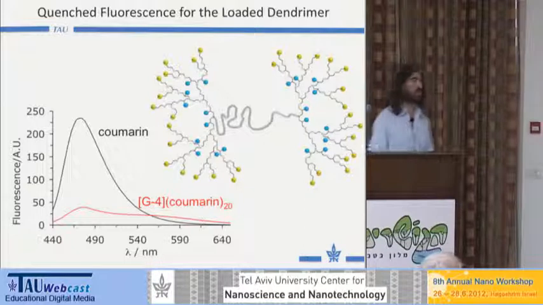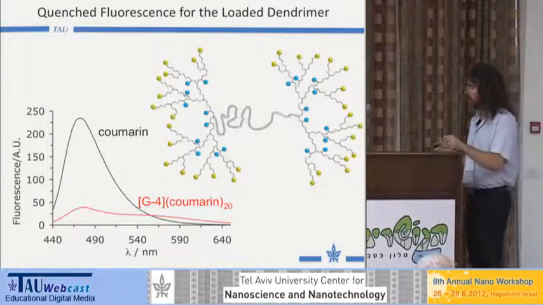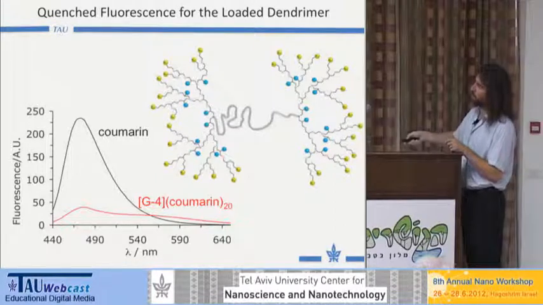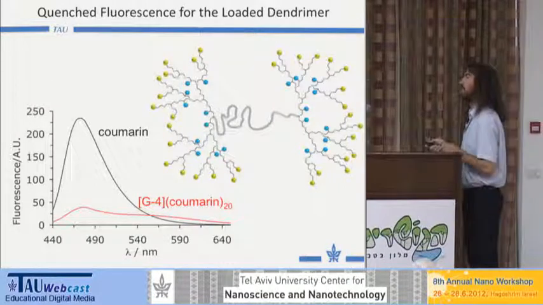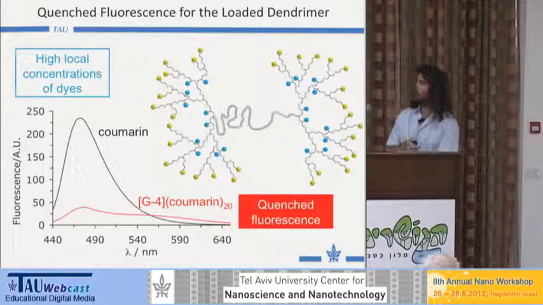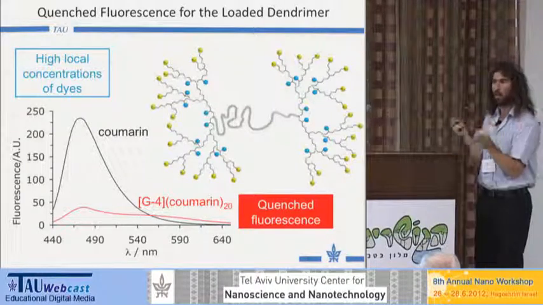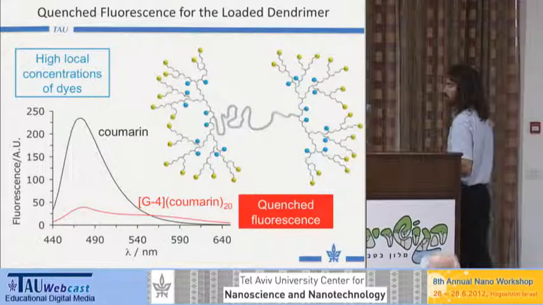So the first thing we do is to look at the fluorescence spectrum of our dendrimer. And you can see that if we compare the fluorescence of our loaded carrier to the equivalent concentration of free coumarin, we can see that the fluorescence of our dendrimer is significantly quenched. And it kind of makes sense if you consider that you have so many dyes within such a close proximity, we get some self-quenching of the dye.